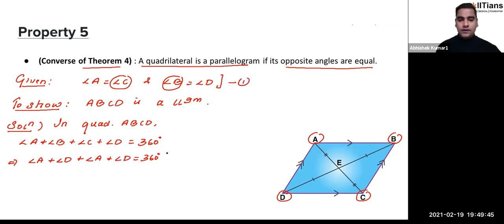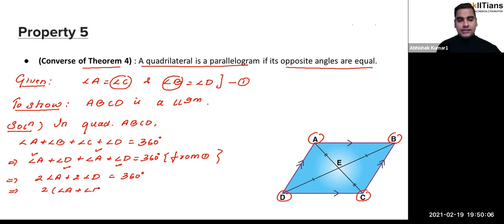Let me call that 1. So we got this from 1, right? So we have 2 times angle A and 2 times angle D here. So you have twice of angle A plus twice of angle D. That's equal to 360 degree. Understood? You can take 2 common. If you take 2 common, you will be getting angle A plus angle D equals 360 degree. Correct? You can divide both the sides by 2. If you divide both the sides by 2, you will get angle A plus angle D is equal to 180 degree.